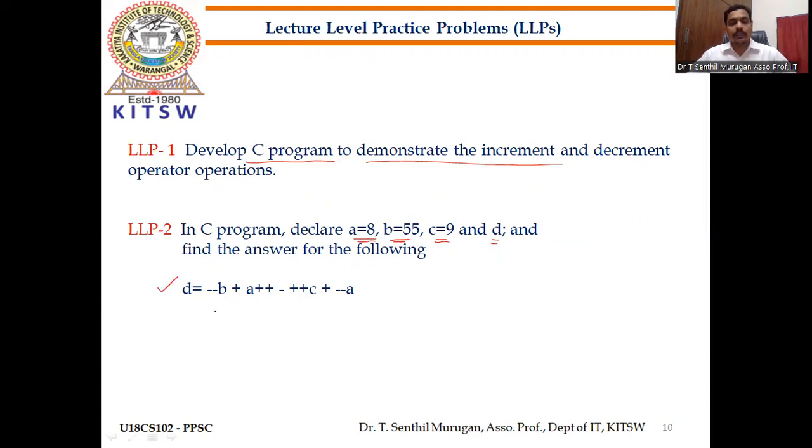Okay. So what is the answer for this? Minus minus B. Minus minus B means the value will be decremented, so 54, plus A plus plus. So we use the initial value, then only increment the value. A value is 8, minus plus plus C. So increment, then it will be used. So 10, plus minus minus A. What is the A value? The A value will be decremented after this line is evaluated. So after decrement, A value is 7. Okay, so finally you can find the answer like this.